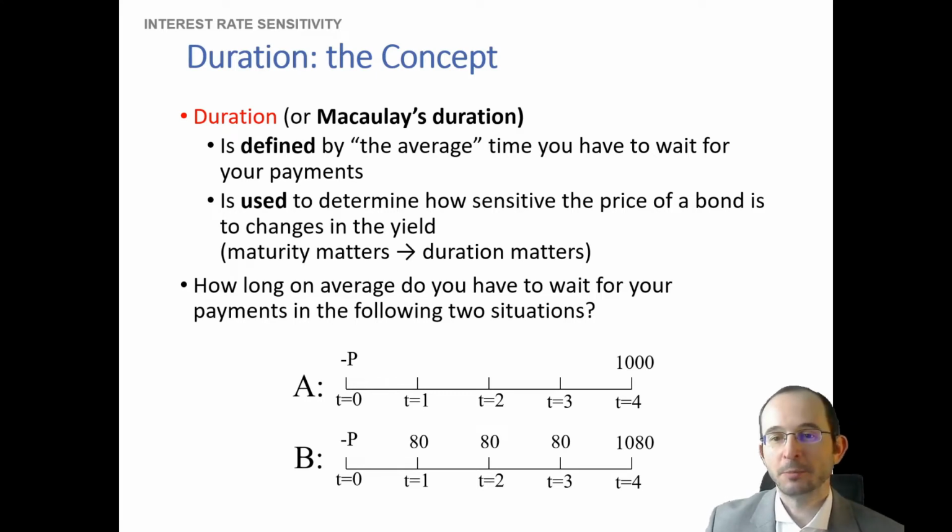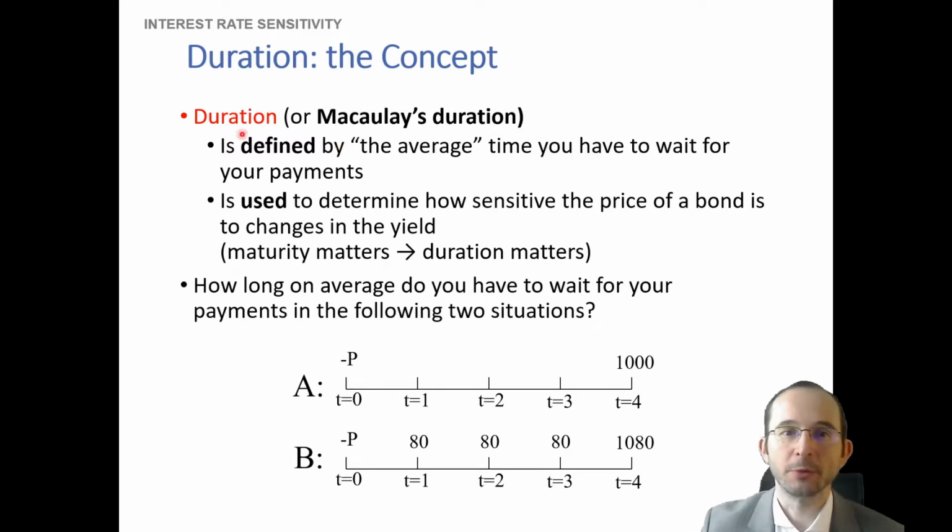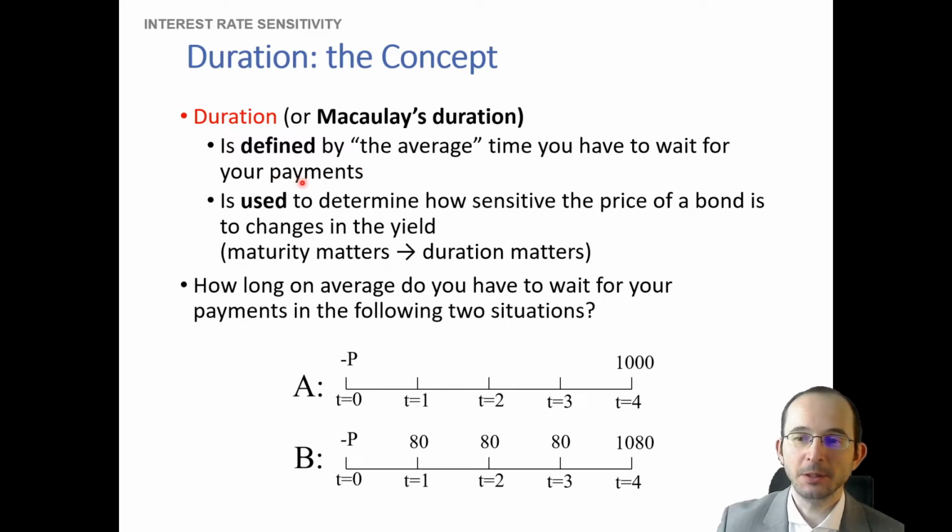So now that we know that bond prices will change with respect to interest rates, let's actually come up with a measure for the sensitivity of a bond's price to interest rate changes. And this measure is duration. And this is one of the most important measures in fixed income investing, especially when it comes to managing a portfolio of bonds. So duration is, you can think of it as, an average time you have to wait for your payments.